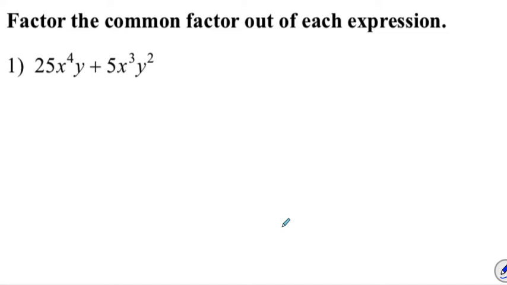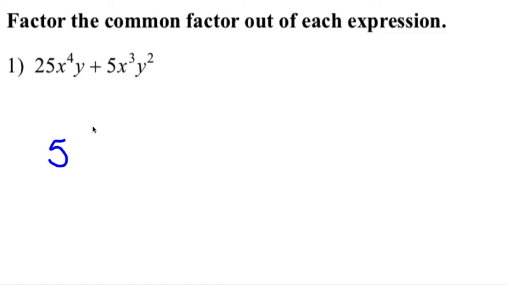So the first one. All we are doing here with numbers 1 and 2 is factoring out a GCF. If you remember your GCFs, we look at our numbers and say, okay, 25 and 5, what is the biggest number I can take out of 25 and 5? And that is a 5.